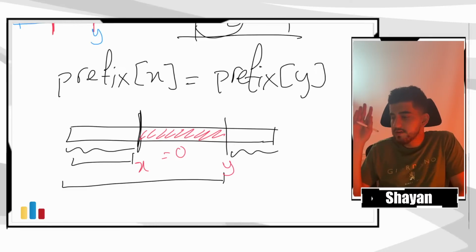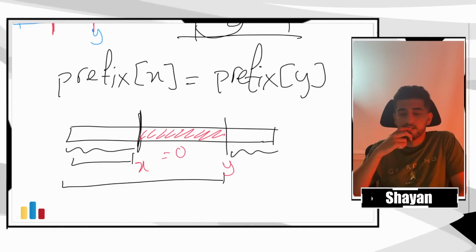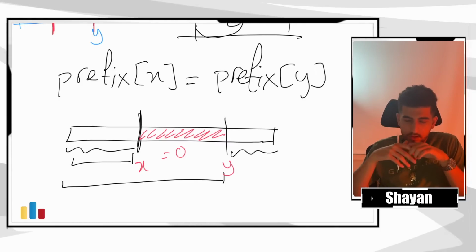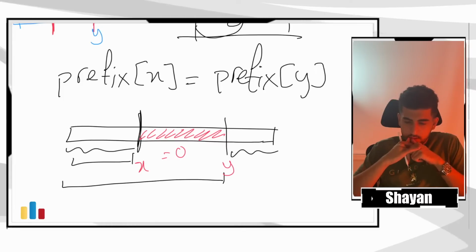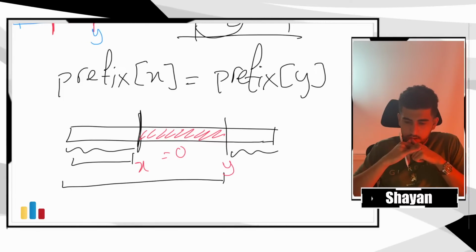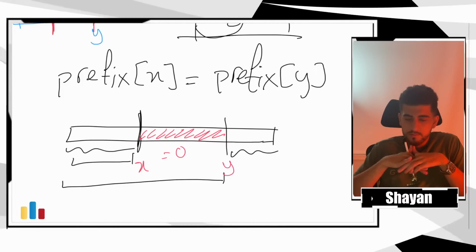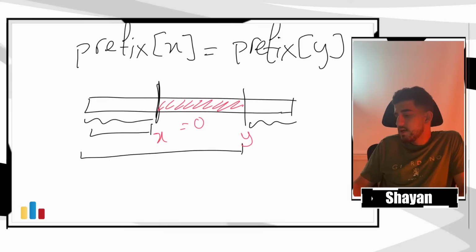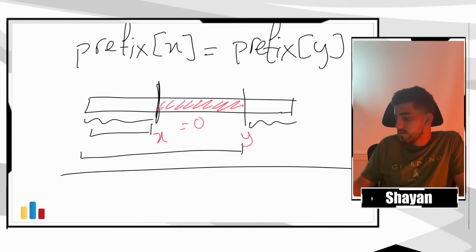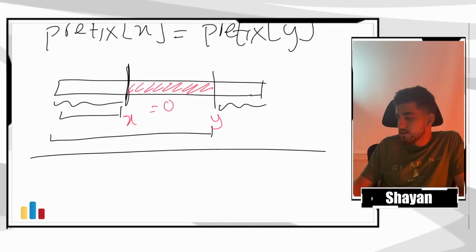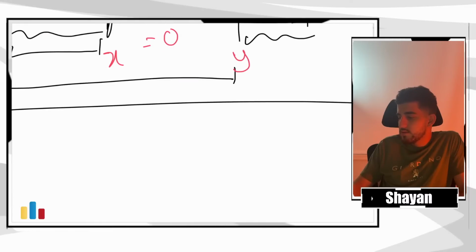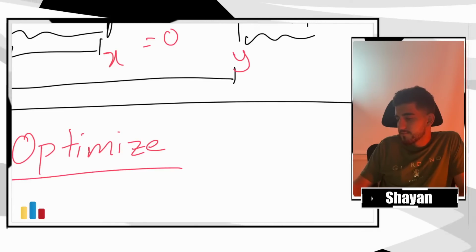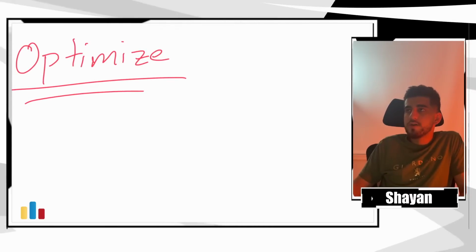Okay, is it clear so far? If it is clear, we can talk about optimization. If you have any other questions, feel free to ask. Awesome. So now that we know this, the question is, how to optimize it? So again, we're back to optimization. So how can we optimize it?